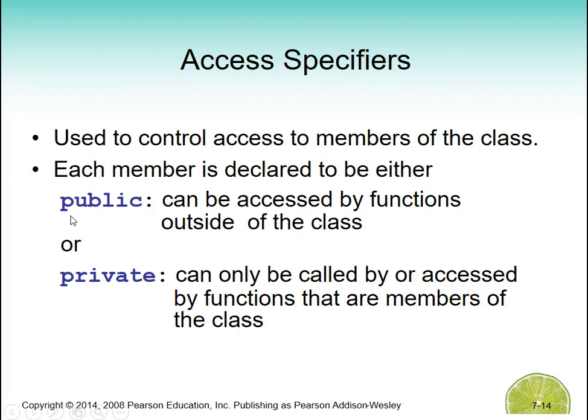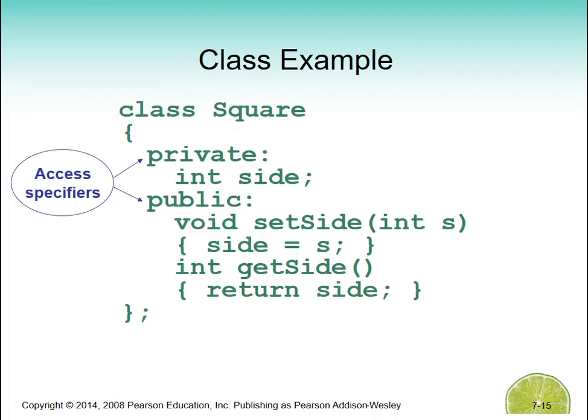Access specifiers can be public or private. Public means that you can access the functions outside of the class. That's how you call them from the driver. Private can be only accessed within the class. So private variables are used within the class. When you guys were working with the radius in the circle, we used the radius inside the class, but we didn't call the radius directly from outside the class. We used the getRadius method from outside the class.